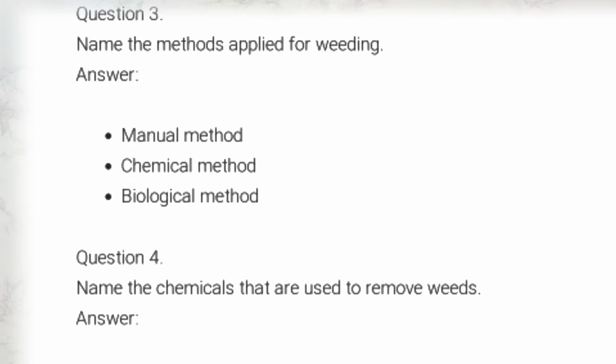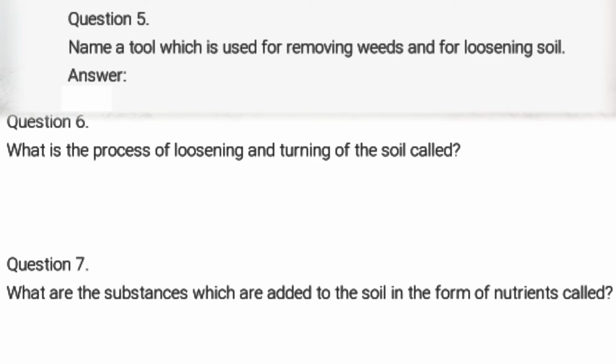Fourth question is, name the chemicals that are used to remove weeds. And the answer is weedicides. Next question is, name a tool which is used for removing weeds and for loosening soil. And the answer is hoe. Sixth question is, what is the process of loosening and turning of the soil called? And the answer is tilling or ploughing.